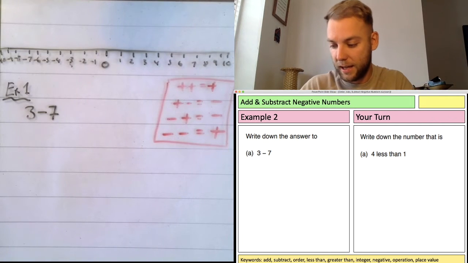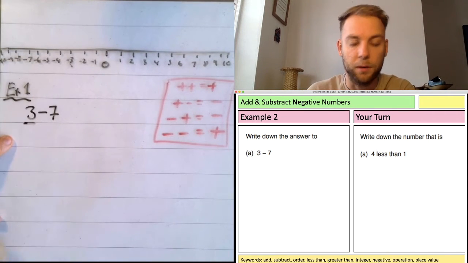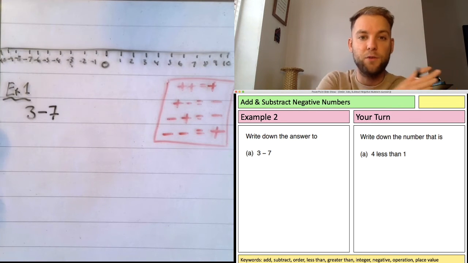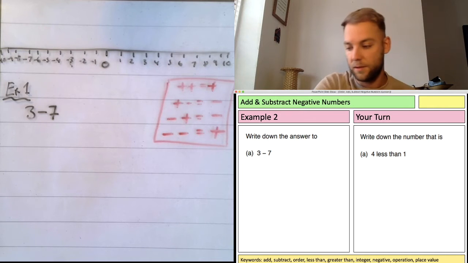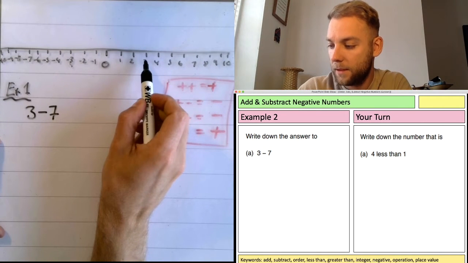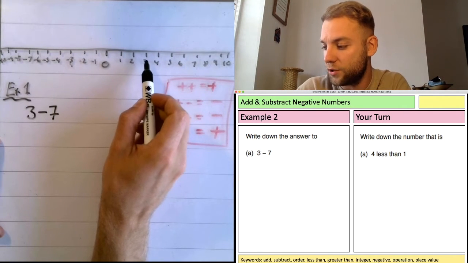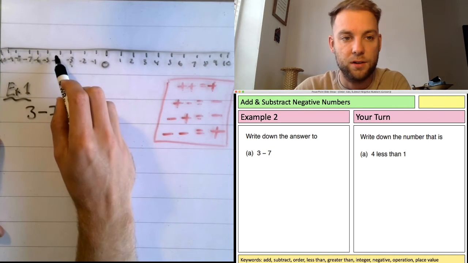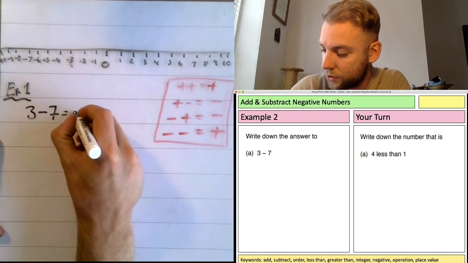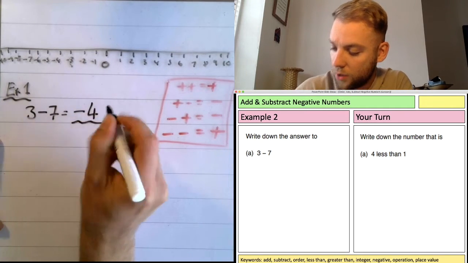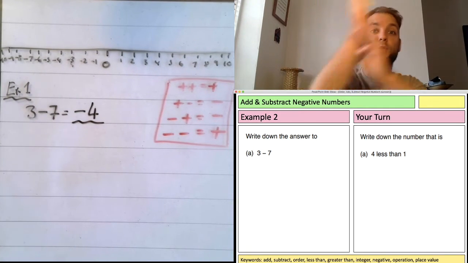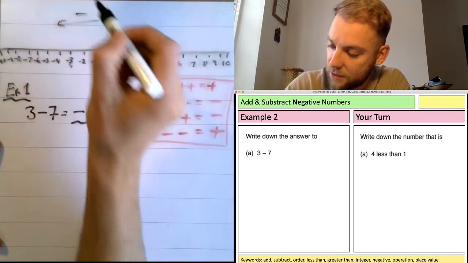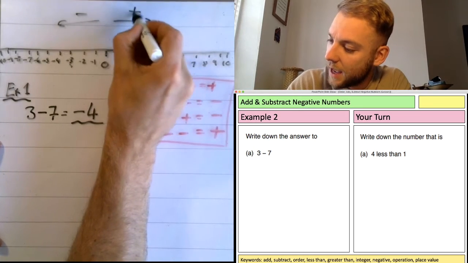So with this one here, this is where I'm starting on my number line. I'm starting at 3. And what am I doing? Well, I'm subtracting 7, which means I go left 7. Okay? So where am I starting? I'm starting at 3, subtract 7. So 1, 2, 3, 4, 5, 6, 7. So the answer there is equal to negative 4. Starting at 3, subtracting 7, which means I go left. Okay? So this way is subtract, this way is add.